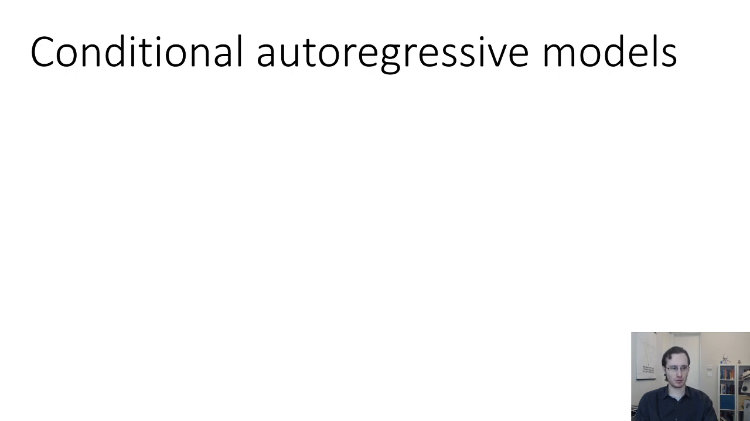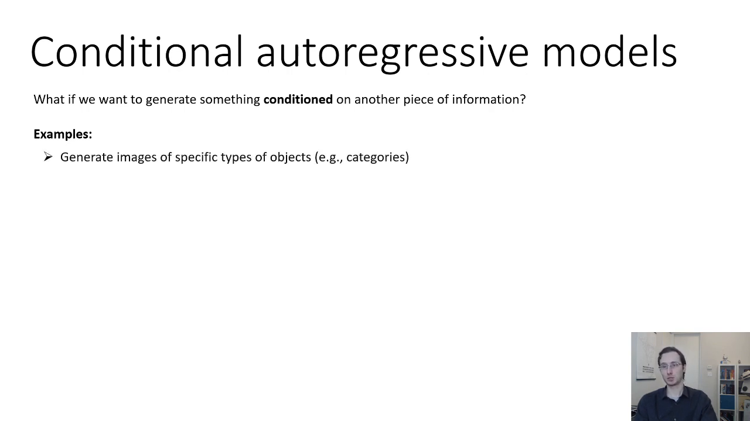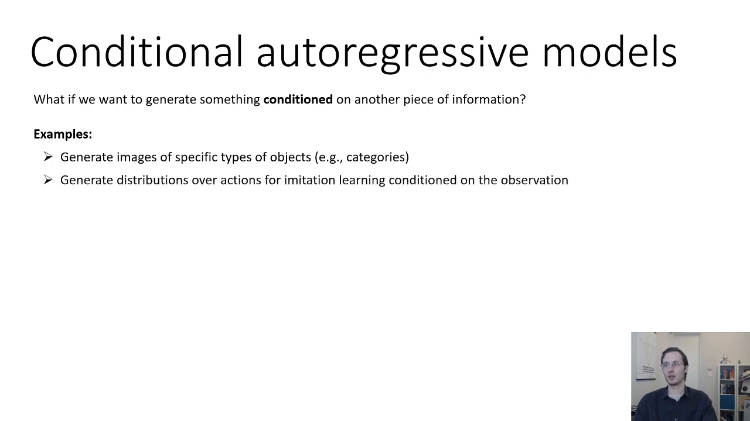Okay, now one more thing I want to mention about these types of models is conditional autoregressive models. So what if we want to generate something that is conditioned on another piece of information? Well, much in the same way that we could train conditional language models, we can train conditional autoregressive models. For example, we could generate images of specific types of objects. For instance, you can have a model that doesn't just generate random pixel images, but you can tell it generate a bird, generate a car, generate a steam train.